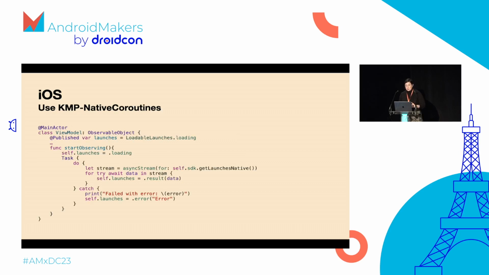So one solution to this problem is again Rick Cleffuss's KMP native coroutines. It's a really nice library. So here again, we use the function called getLaunchesNative to get that flow, and then we pair it with the library's async stream. So it was async function for coroutines, and now it's async stream for flows. And then we iterate over the stream to assign that published variable some values. Again, we need to annotate with @main_actor to ensure main thread safety, and this does support cancellation.